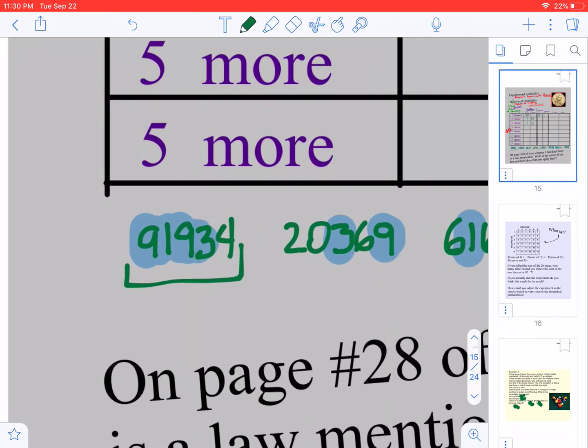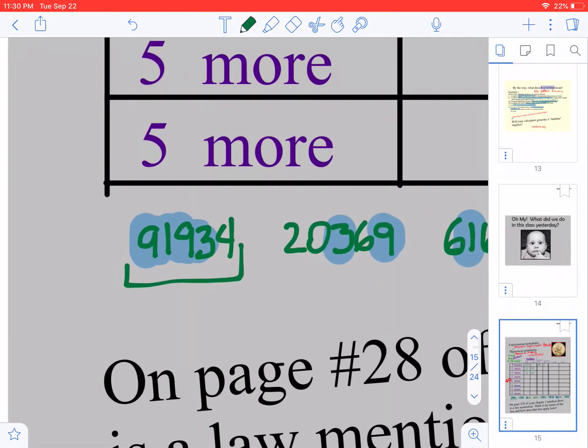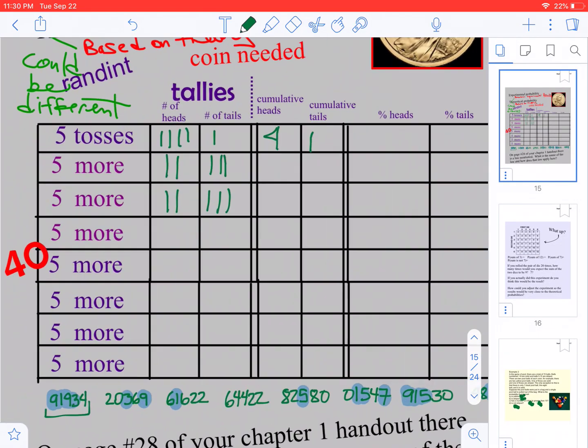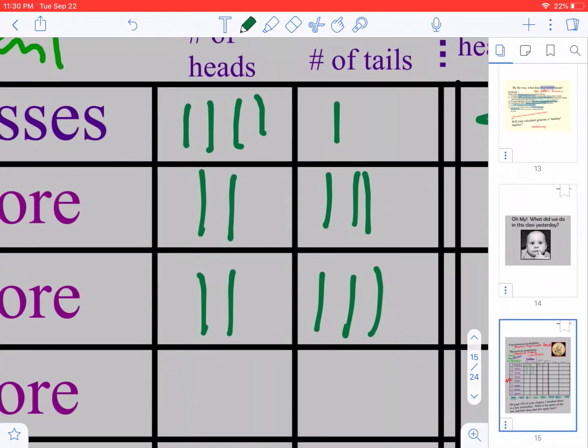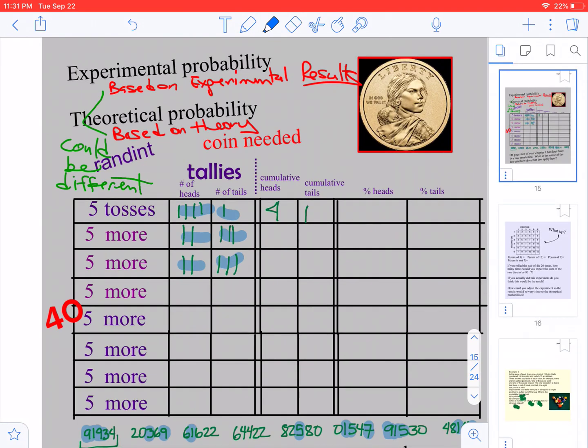So you can see here we have 4 tails, 1 head. And then we have 2 tails and 3 heads. So you can see those tally marks here, 4 and 1, 2 and 3. And so I'm just going to fill this in. And then to the right of that, I'm going to tally up what the cumulative total is.